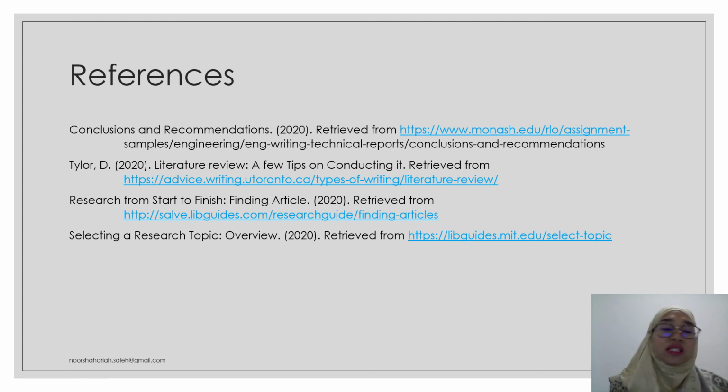So here comes the CRAAP: currency, relevance, accuracy, and P for purpose, and authority. So these are the 5 elements that we need to consider when looking for sources.